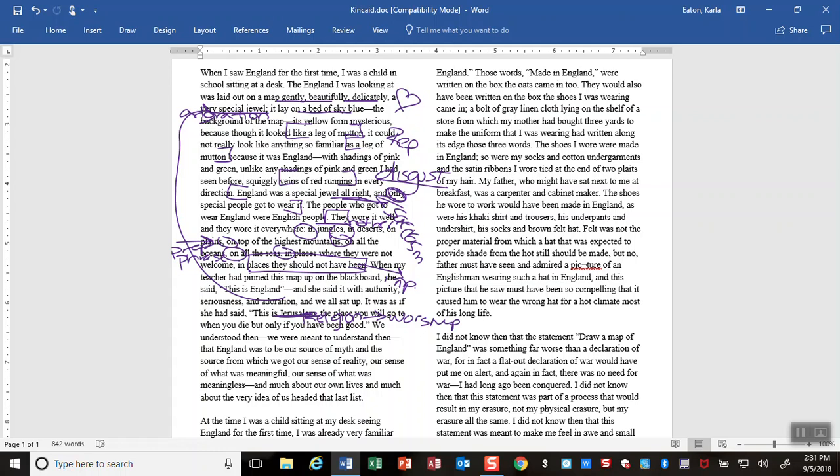We understood then, we were meant to understand then, that England was to be our source of myth and our source from which we got our sense of reality, our sense of what was meaningful, our sense of what was meaningless, and much about our own lives and much about the very idea of us headed that last list. The last list is meaningless. Well, no one wants to be told that they are meaningless. So she is disgusted. And notice you've got the juxtaposition in here of meaningful and meaningless.